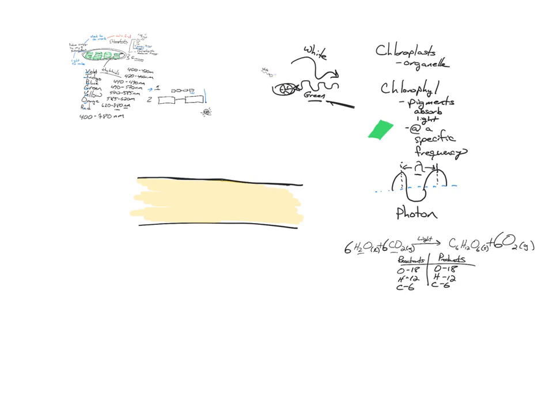Actually, this process is broken up into 2 steps. We have the photosystems, and we have the Calvin cycle. You have the photosystems, and you have the Calvin cycle. So let's be clear on this. You have 2 steps.